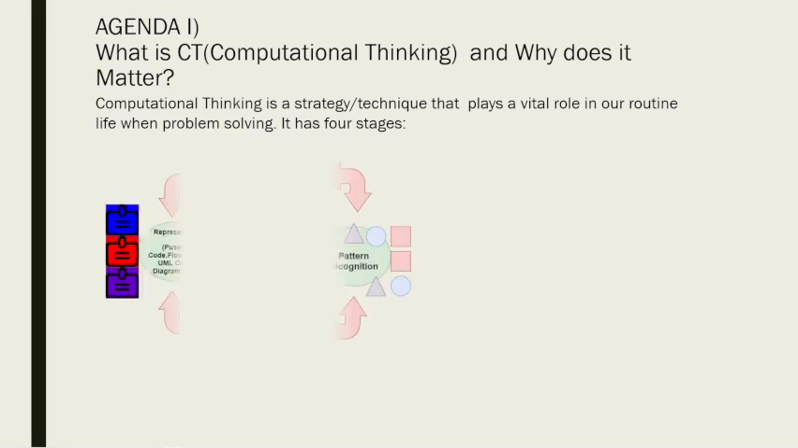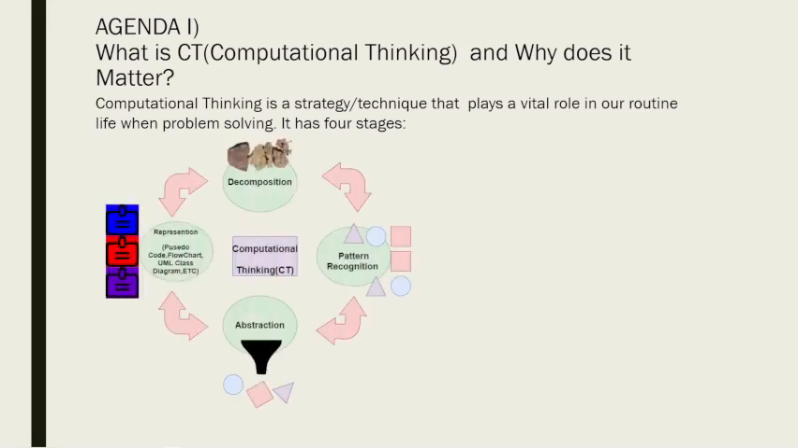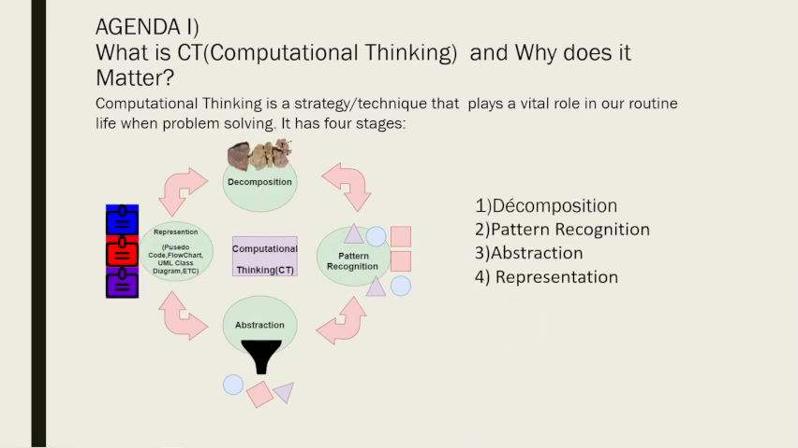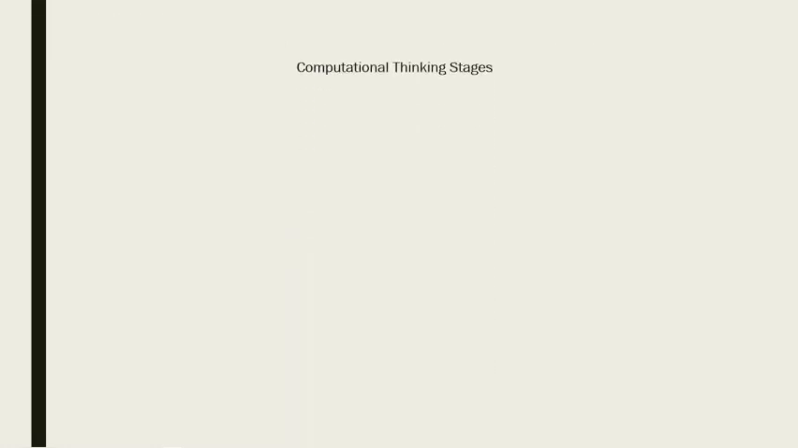It has 4 stages: decomposition, pattern recognition, abstraction, and representation. Computational thinking stages.